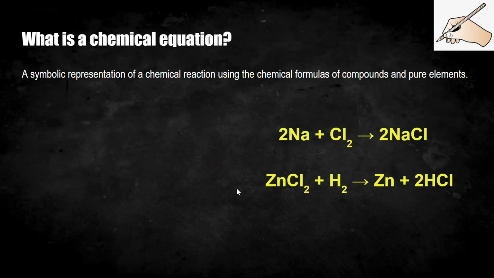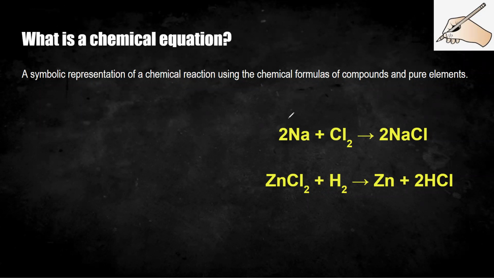So let's talk about what a chemical equation is. A chemical equation is a symbolic representation of a chemical reaction that uses the chemical formulas of compounds and pure elements. In this case, what this chemical equation is showing us is basically a shortened recipe for creating the products of this chemical reaction.